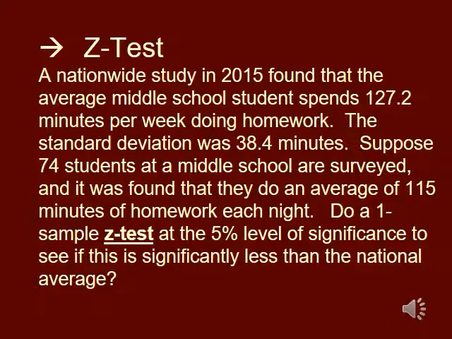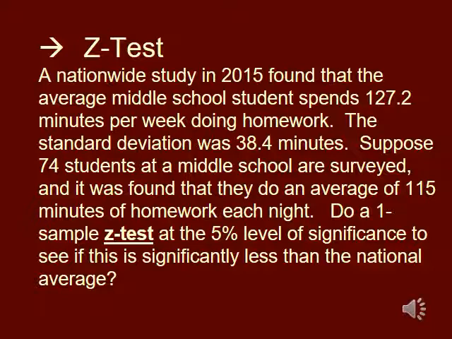I'm going to go through one example of each of the types of tests that we've done just to remind you of how everything works. So a z-test, it says a nationwide study in 2015 found that the average middle school student spends 127.2 minutes per week doing homework. The standard deviation was 38.4 minutes. Suppose 74 students at a middle school are surveyed and it was found that they do an average of 115 minutes of homework each night. Do a one sample z-test.